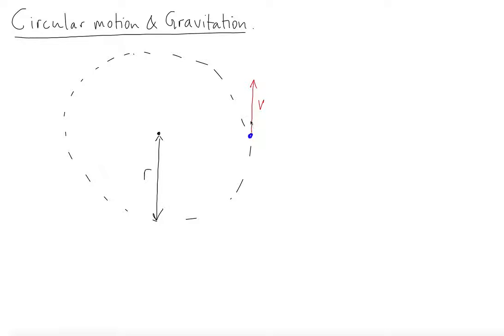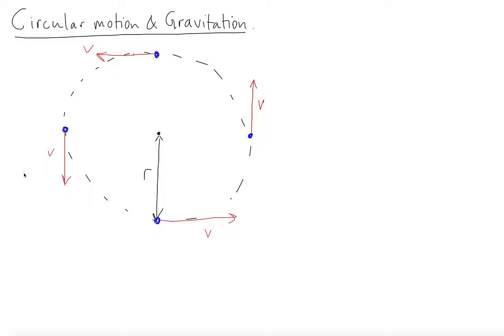Now notice, as the particle moves around the circle, its velocity changes direction. At this point, this velocity vector is pointed this way. At this point, its velocity vector is pointing this way. And at this point down here, its velocity vector is pointing this way. So we know that because the velocity is changing, there must be an acceleration. And we're going to come on to that in a second.